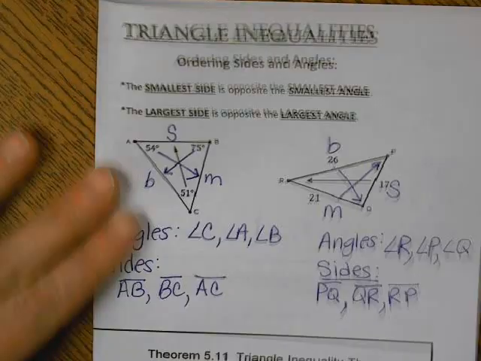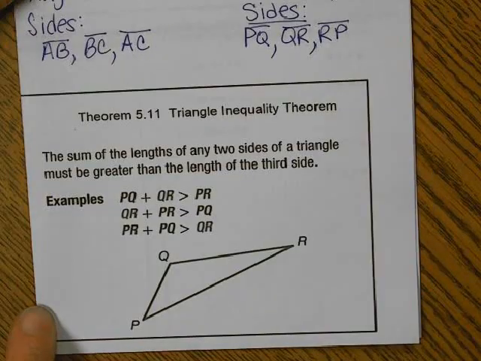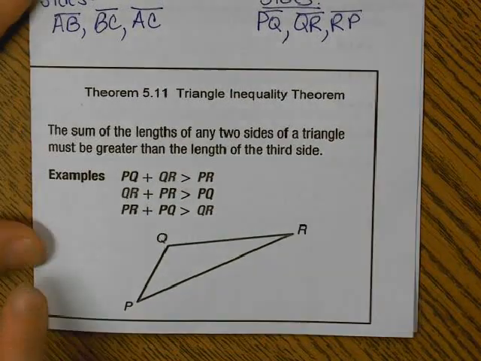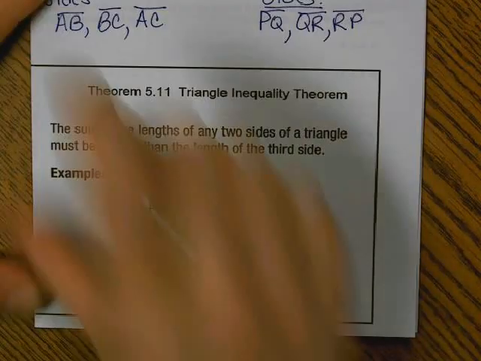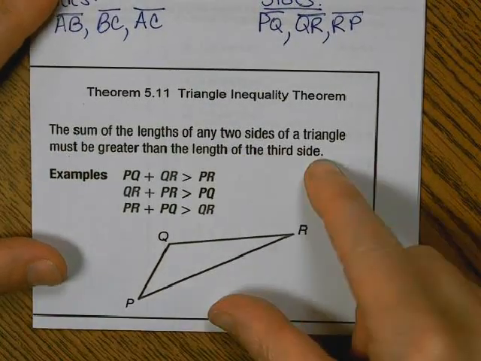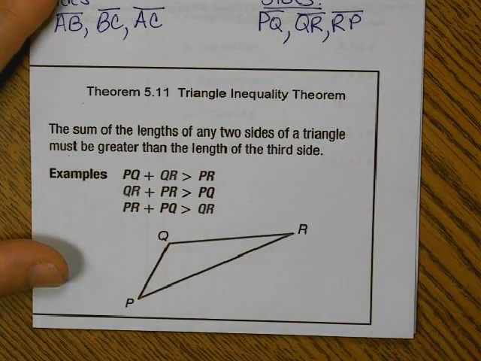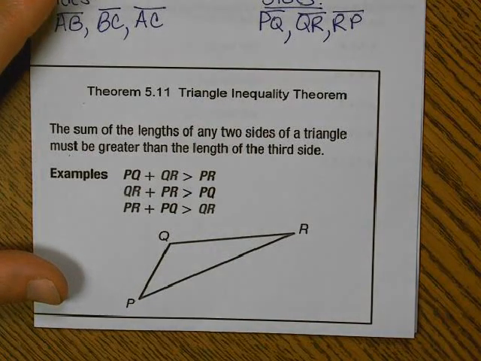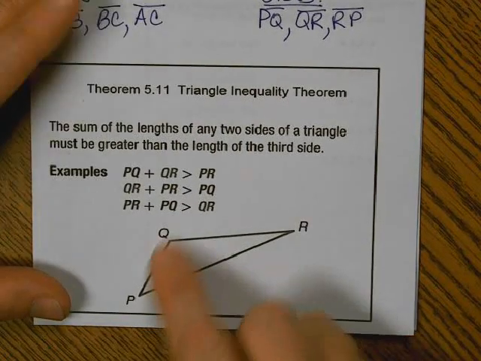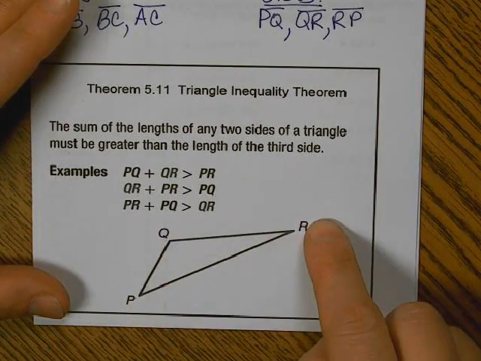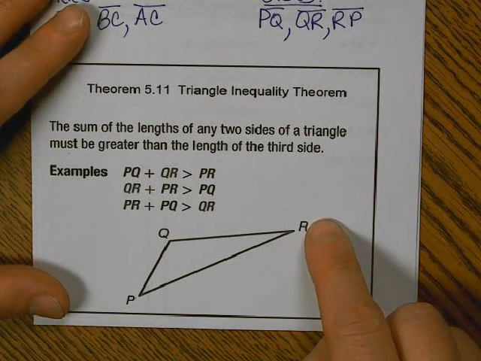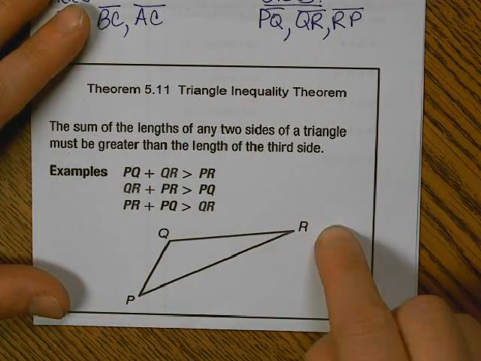Alright, so now let's talk about the other part of triangle inequalities, which is the triangle inequality theorem. And this theorem states that the sum of the lengths of any two sides of a triangle must be greater than the length of the third side. So what they're saying is, if I add the length of PQ plus QR, I'm supposed to get it to be bigger than this third side length.